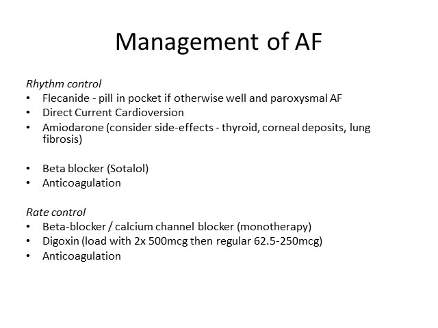And then more sort of hardcore ways of dealing with it. So direct current cardioversion and amiodarone are antiarrhythmic treatments that you can use. And you also give a beta blocker, so you can give sotalol, and anticoagulation as well. We'll talk a bit more about anticoagulation in a minute.